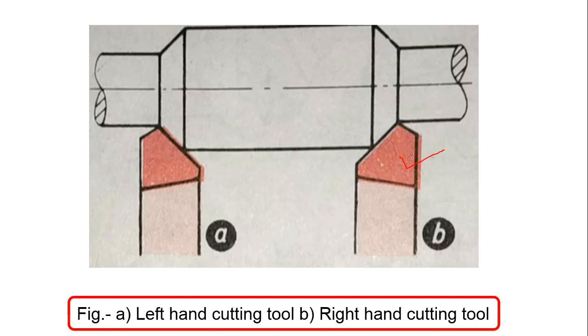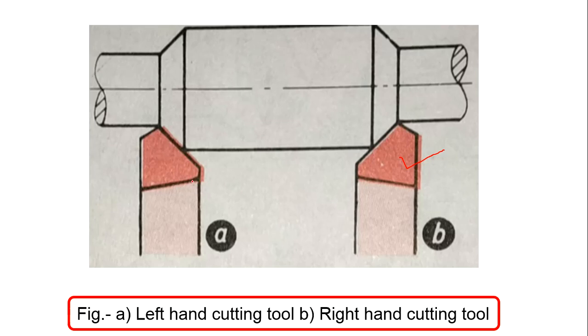Right hand cutting tool will cut from right to left, that is from tailstock to headstock of the lathe machine. So when you feed the tool from right to left, it will remove the material. Now this is the turning operation. So your right hand cutting tool will cut from right to left, that is from tailstock to headstock.